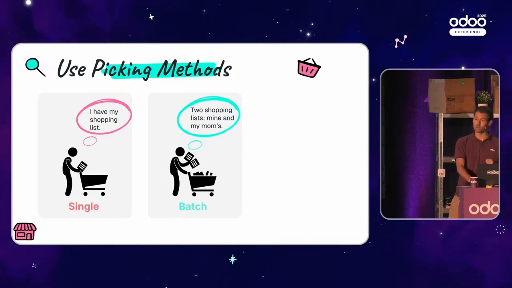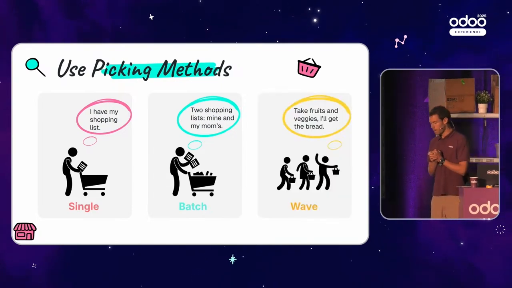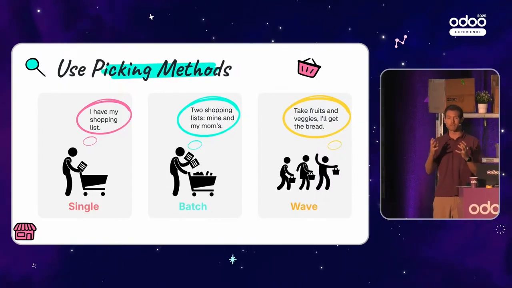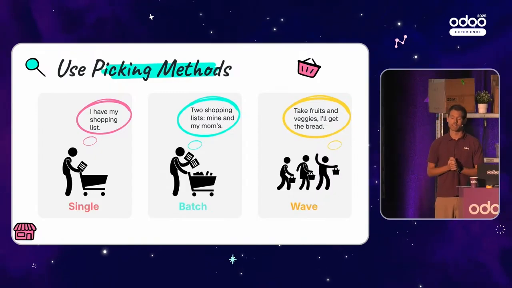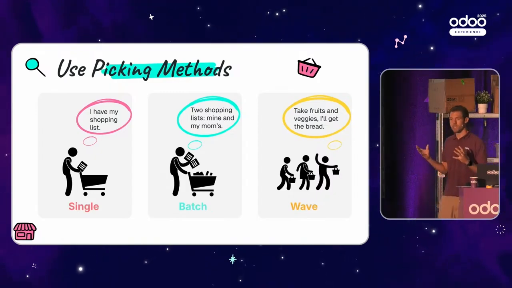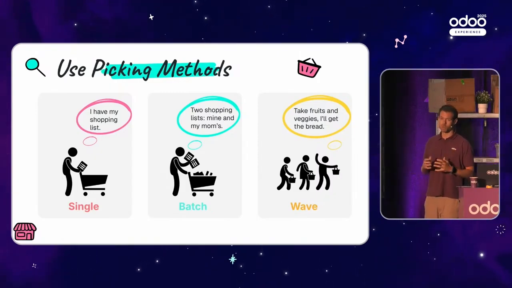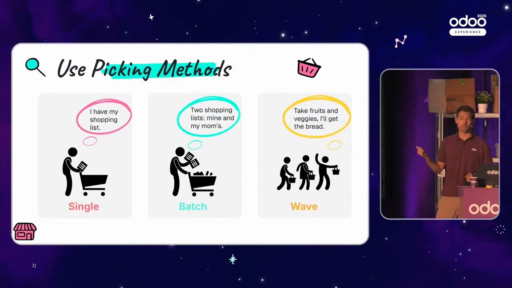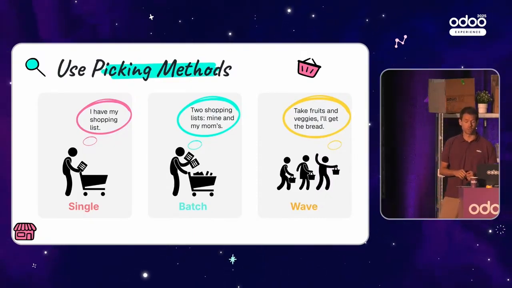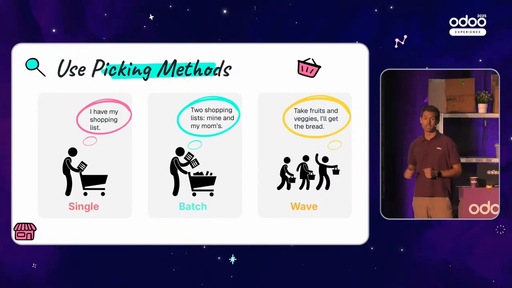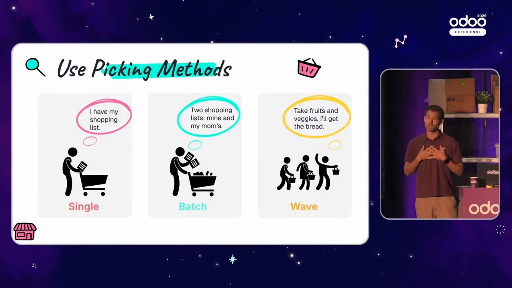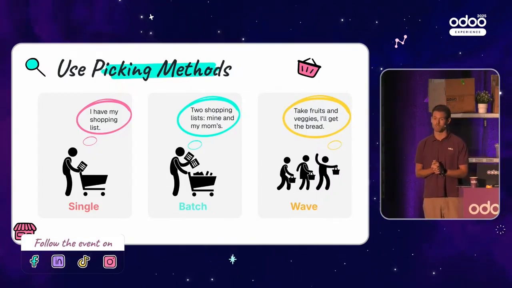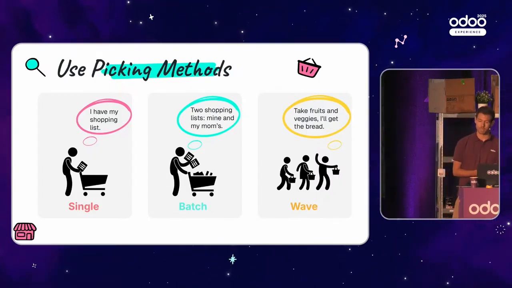Let's talk about the third one, the wave picking. Wave picking, actually, the idea is that we will split the task among the persons that are available. So let's imagine, again, I'm in the shop doing my groceries and I'm with my kids. So actually, I will ask my son to go and take all the fruit. I will ask my daughter to go and take all the vegetables. And I will be responsible for the bread. So I'm really splitting the task among the persons. That's what we call wave picking.